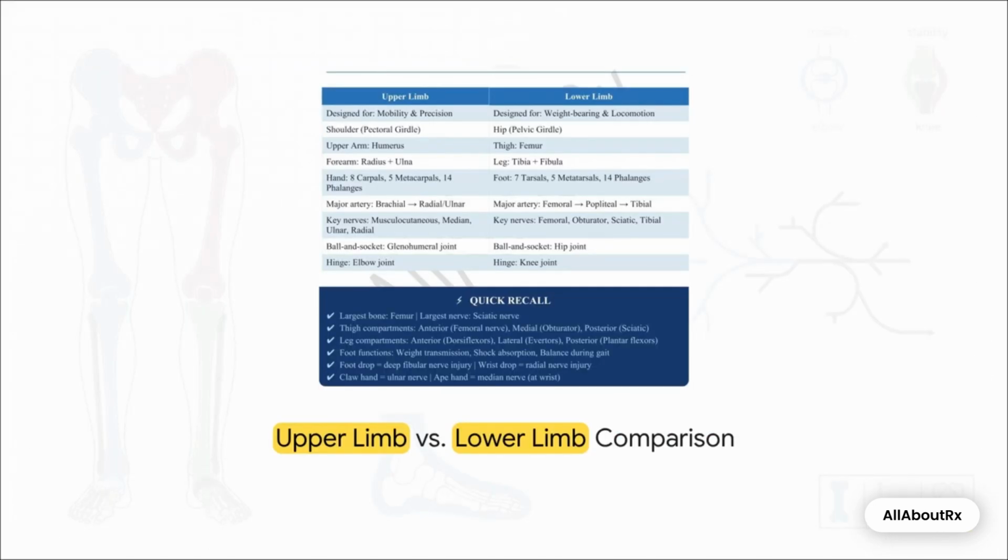When you map these out side by side, it is an absolute goldmine. You can see how the ball and socket shoulder joint directly mirrors the hip, and how the hinge elbow mirrors the knee. It also perfectly aligns the major arterial flows, like the brachial artery in the arm versus the femoral artery in the leg, as well as the key nerves governing each region. This is exactly the kind of structural overview that ties the whole body together.